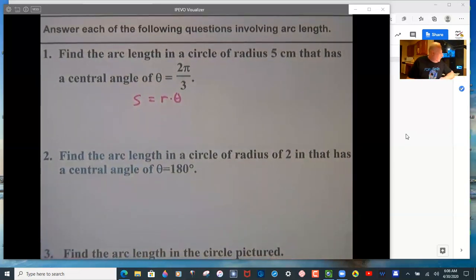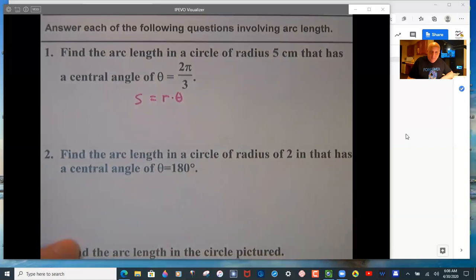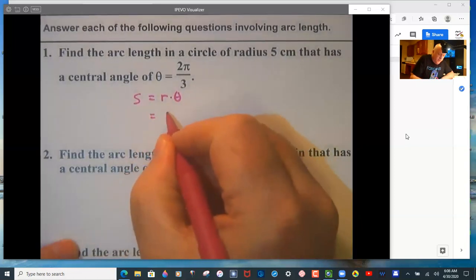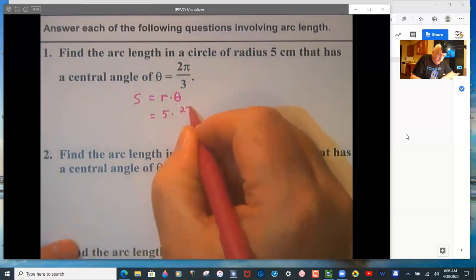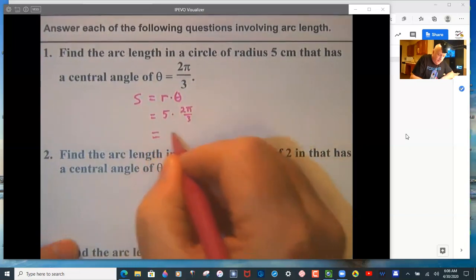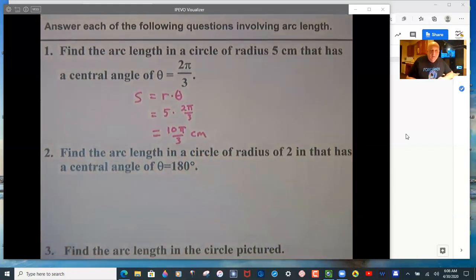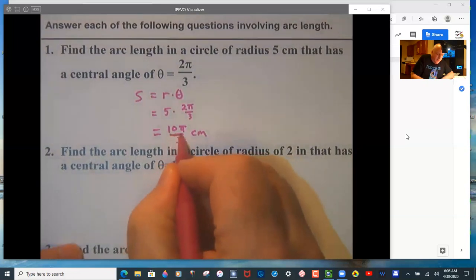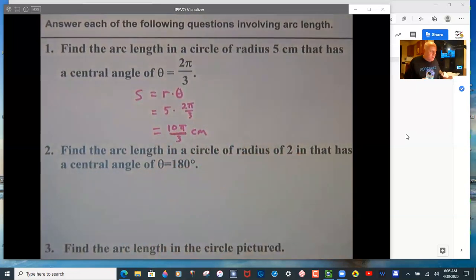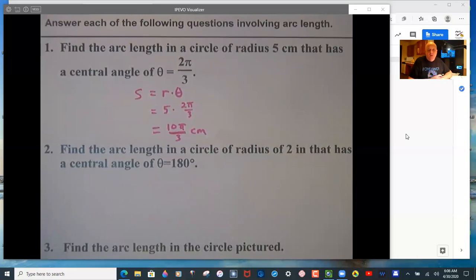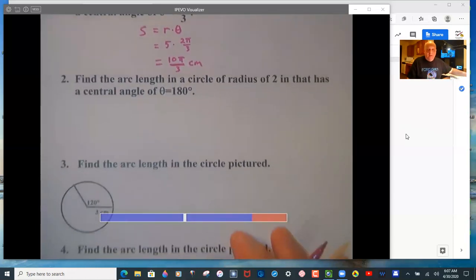So r times theta is the formula. So we're doing 5 times 2 pi over 3. How simple is that? And that is 10 pi over 3 centimeters. Pretty simple work. I would say, just for the sake of how answers are posed, that it is okay to leave your work in terms of pi, unless the problem asked you to convert it to a decimal.